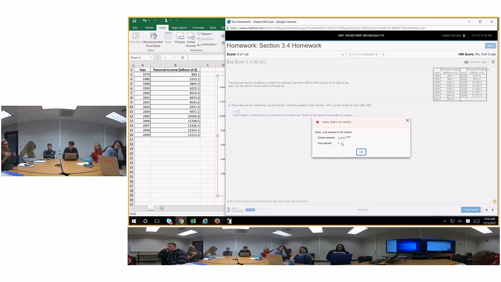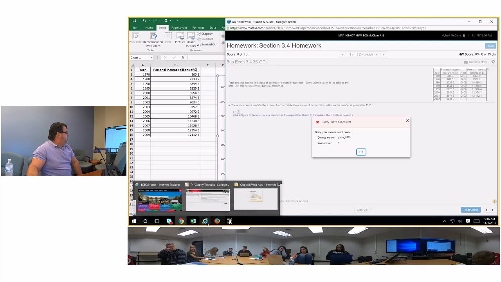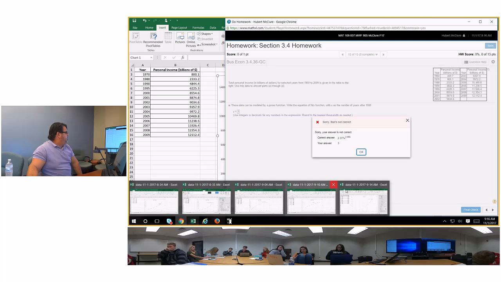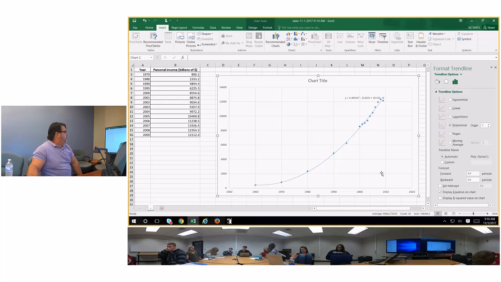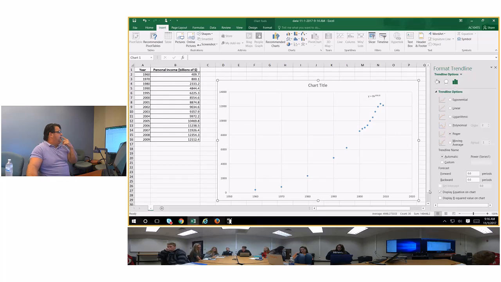Okay, we must... I bet. Alright, write that down. 2.377 x to the 2.085. I just wonder if they, let's see, power function. What gets me is they're not even showing the trend line when I do the power function.